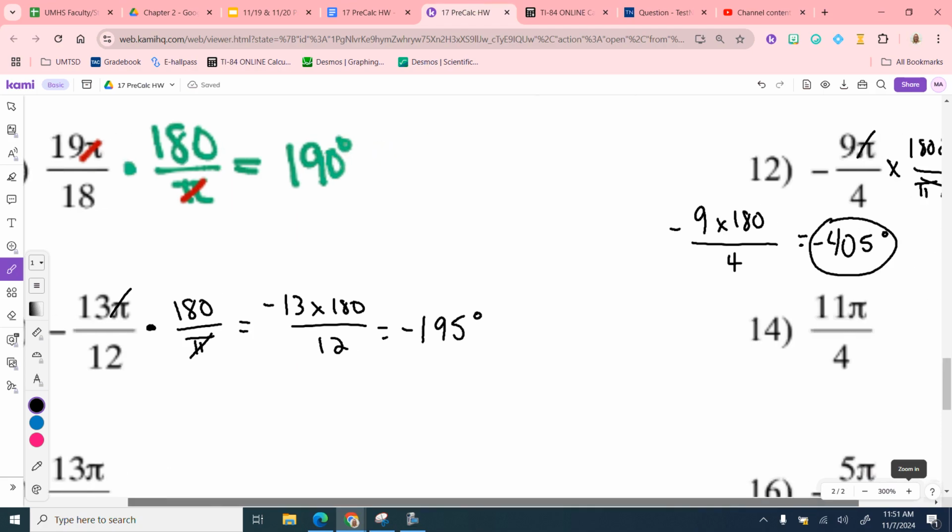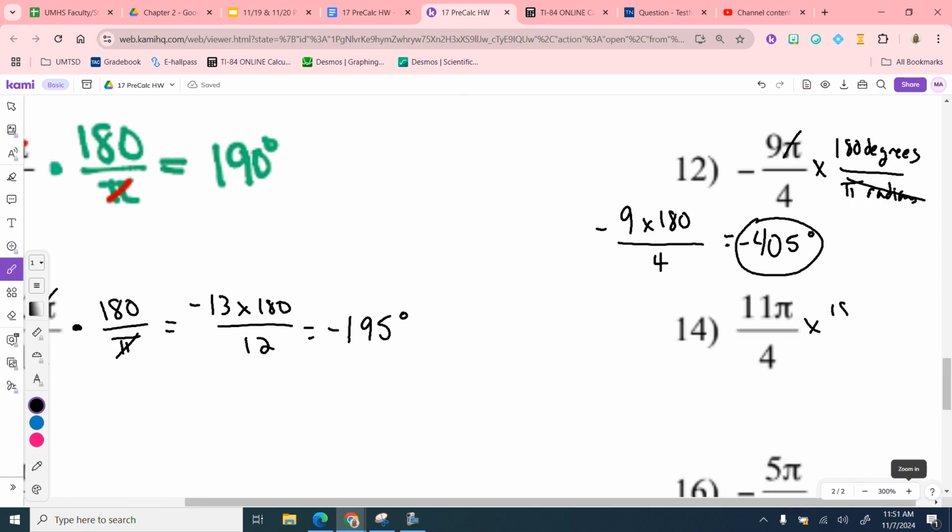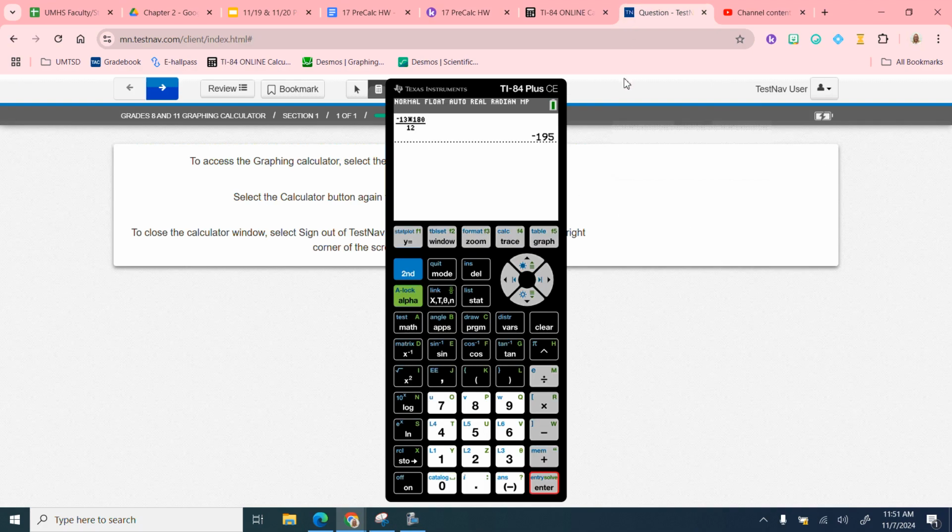-195 degrees. Over here to this one. 180 over pi. Your pi's cancel. We're going to plug into our calculator. Alpha y equals 11 times 180 over 4. And you get 495.